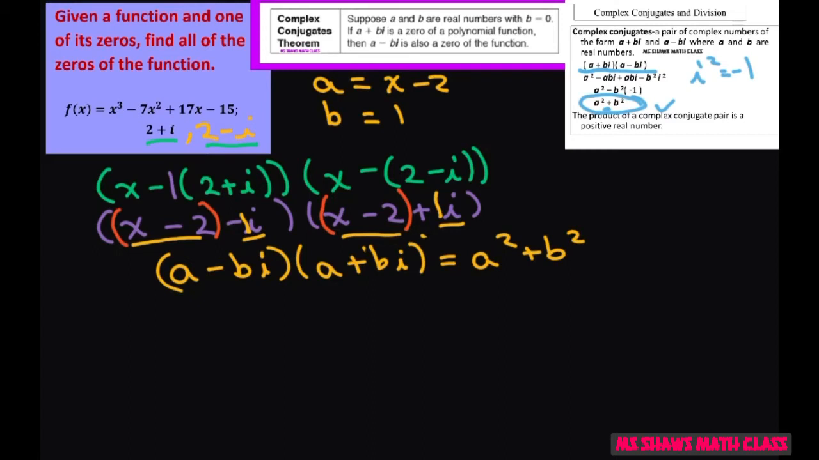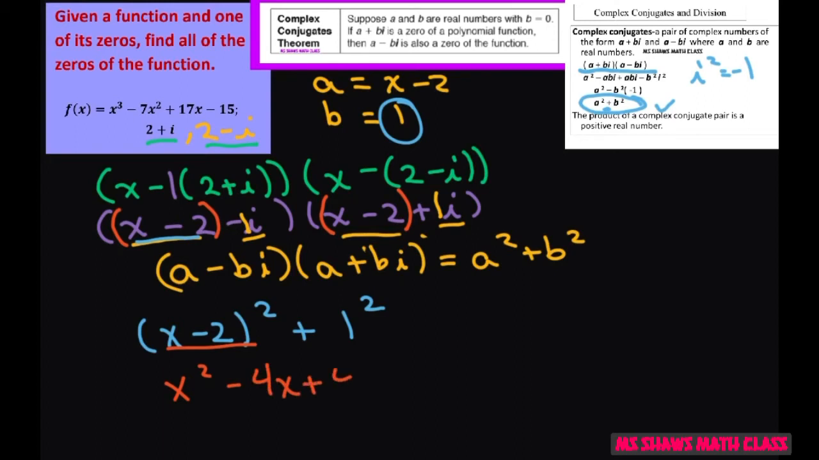So all we're going to do is take our a, x minus 2, and square it, and then write plus 1 and square it. And then after that, it's pretty simple to simplify. We just expand this as x squared minus 4x plus 4, plus 1. So what we end up getting is x squared minus 4x plus 5.